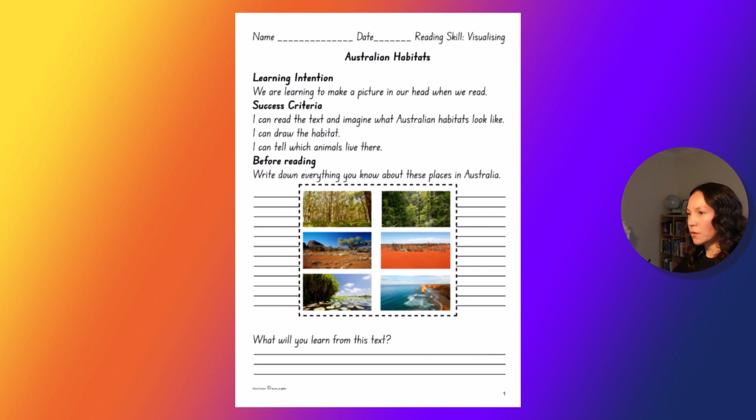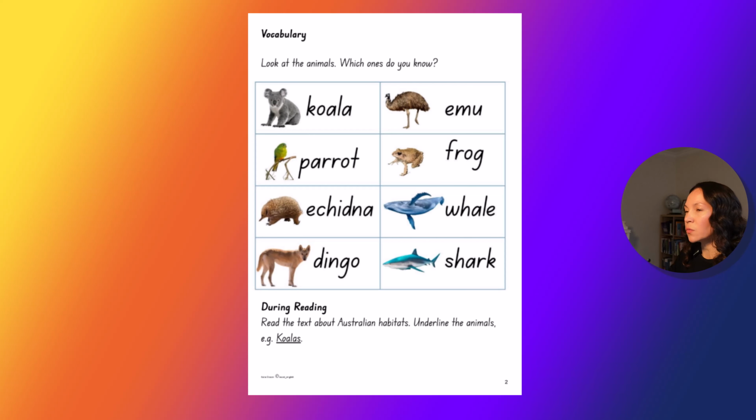So this one is a printed document, so you just print this out. Students will read this text 3 times. So again, I put a learning intention and success criteria. Before reading, we will revise the habitat names. So this will be front loading. So we will revise animal names, practice pronunciation of any tricky words.